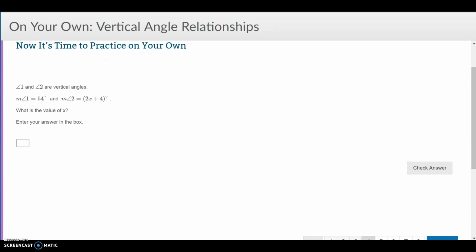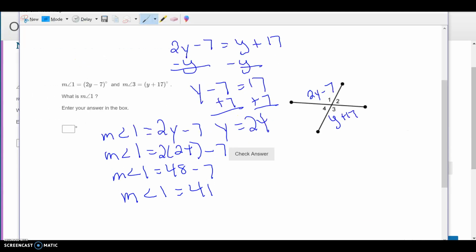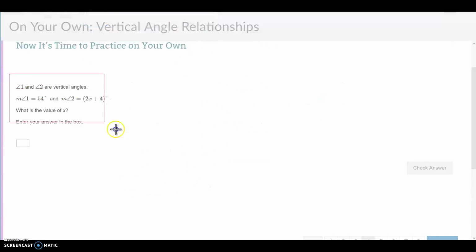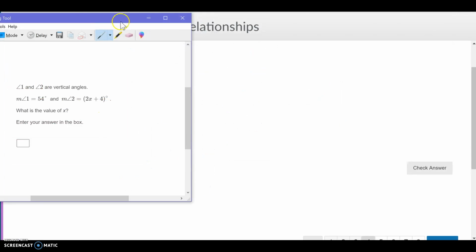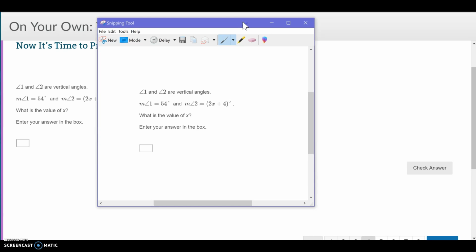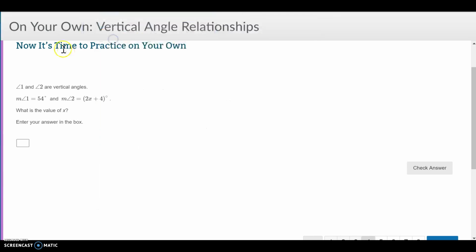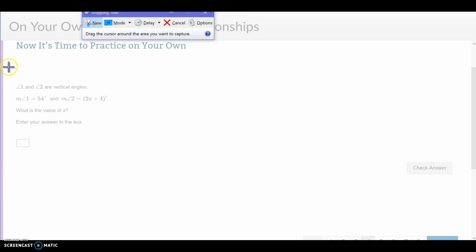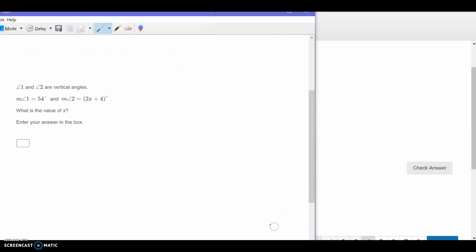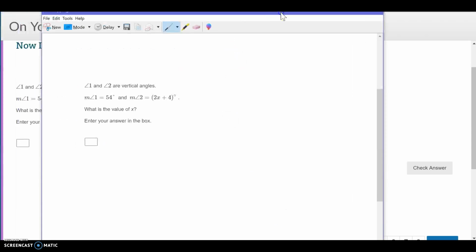All right, snip again, or we can do some algebra. Oh, I need to make it bigger. Hang on, let's make it bigger. We have more room to write on. There we go, like that.